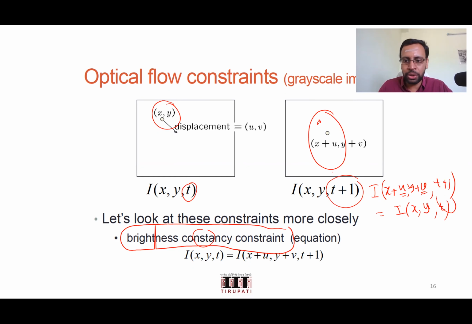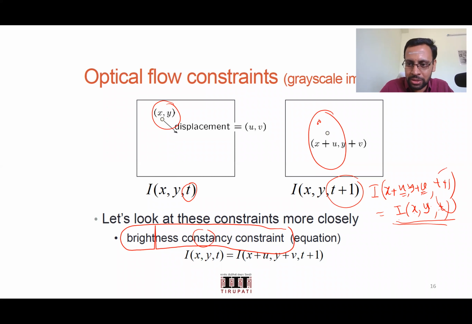Now, what I am putting here is a motion of u in the x direction and v in the y direction. Since I am saying that the intensity of that particular pixel would remain constant, that is how I would like to find a matching for this point. I am writing it as I of x comma y comma t: in the t-th frame, the intensity at a location indexed by x comma y.